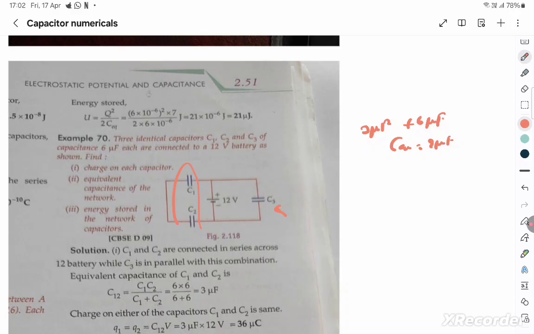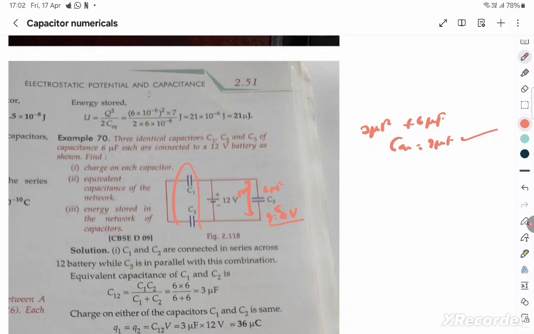Then what are they asking? The charge on each capacitor, energy, equivalent capacitance of the network. Yeah, that's done. Charge on each capacitor, you know that this is C3, which is a 6 microfarad capacitor, and the voltage across this is 12 volts. So you can do Q is equal to C into V and just multiply and get the charge through capacitor C3.